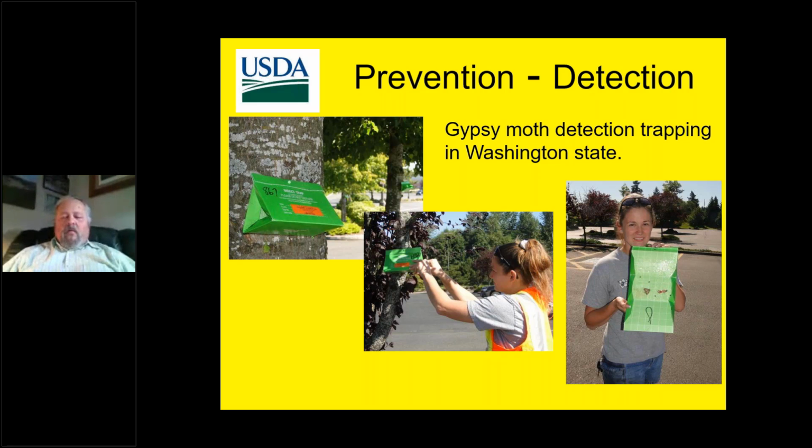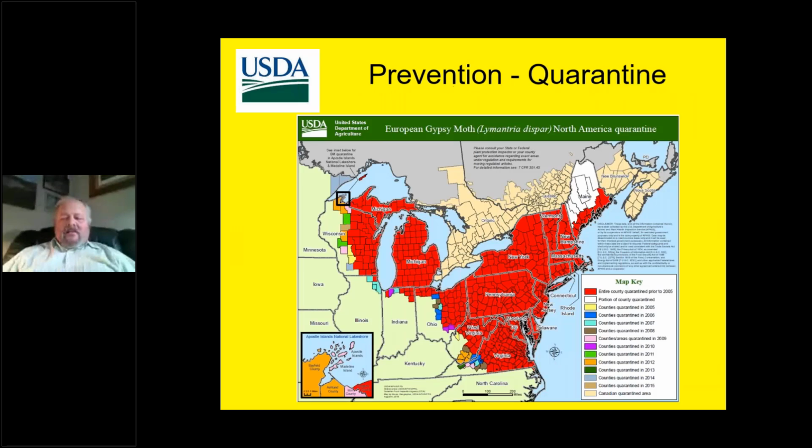Prevention also takes the form of quarantines. This is the federal quarantine for gypsy moth, in this case the European gypsy moth, because it is established in the Northeast, and mostly those counties that are shaded in red are part of what's called the permanently infested area. And the idea with a quarantine, of course, is that with certain things that are especially high risk, you don't want things to leave the quarantine area unless they've been inspected or treated in some manner to mitigate the risk of pest movement.